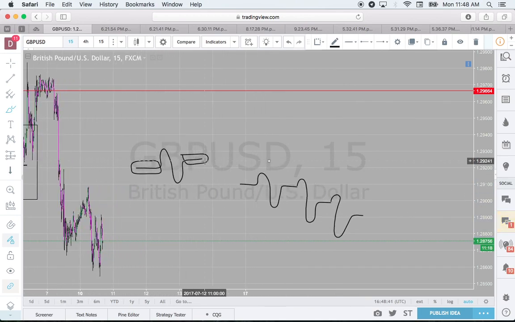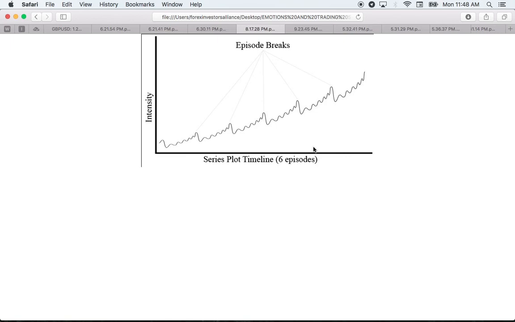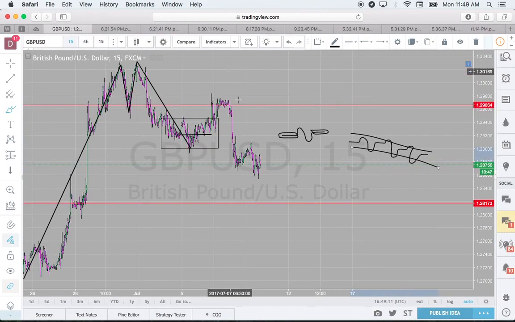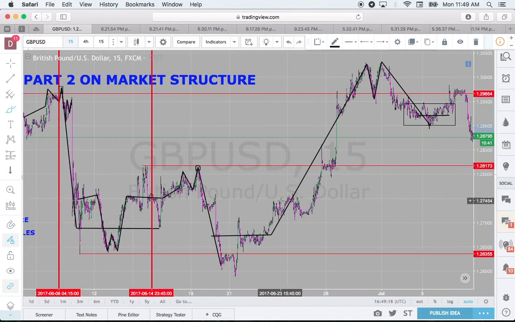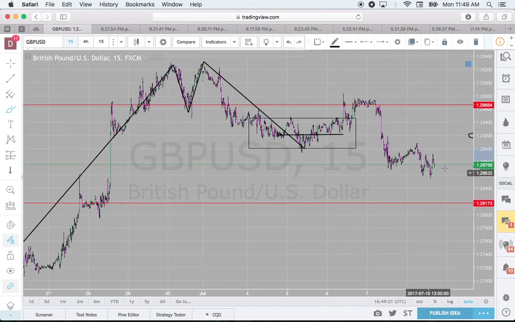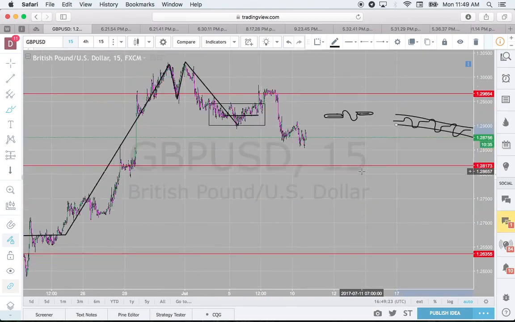So, the creation of a trend is very, very similar. Sorry, pardon my art. Okay, the creation of a trend is very, very similar to a series plot or a series timeline of the episode breaks, or the intensity of episode breaks in between TV shows, or in other words, in the market, very similar to the movements that we see going on.